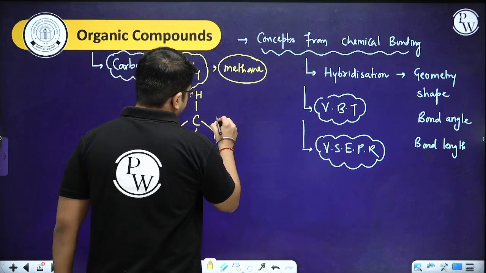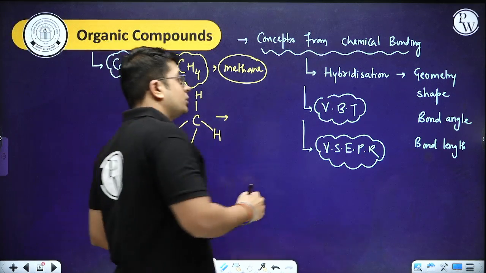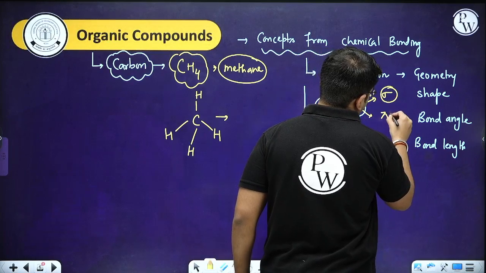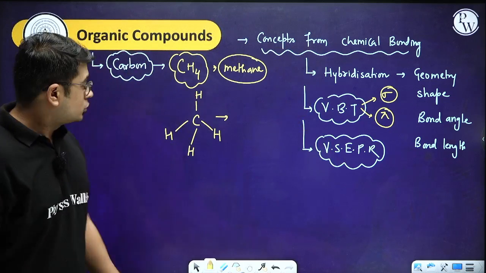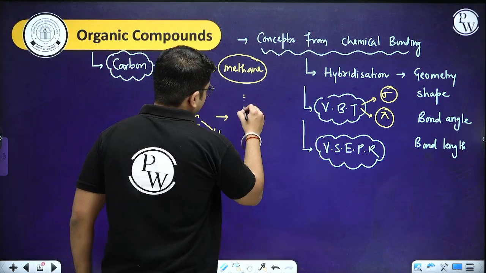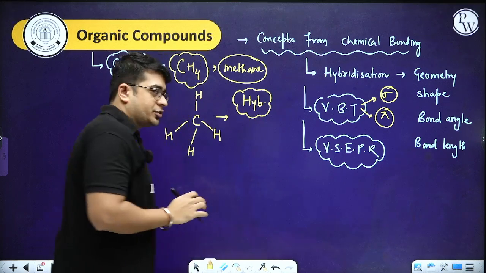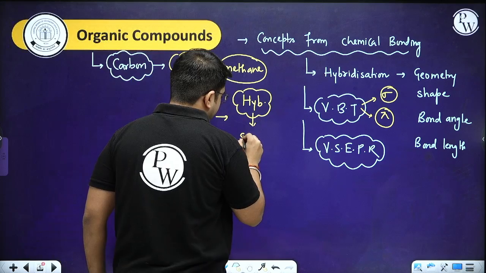In this particular case, I'm going to use the concept of VBT, because VBT talks about the formation of sigma as well as pi bonds. So in this particular case, if I want to ask you what will be the hybridization, you can simply say hybridization we can actually calculate by simply calculating the steric number.